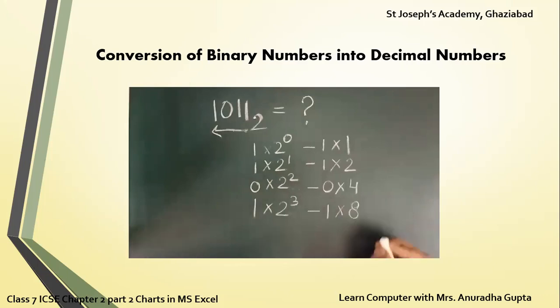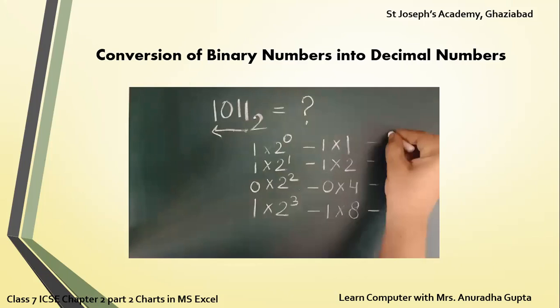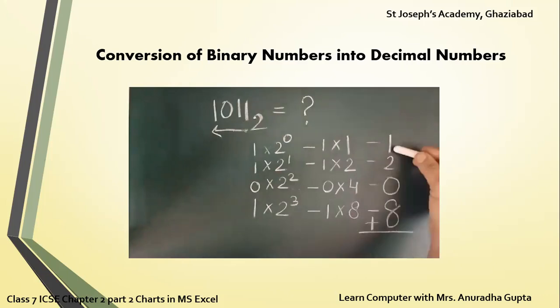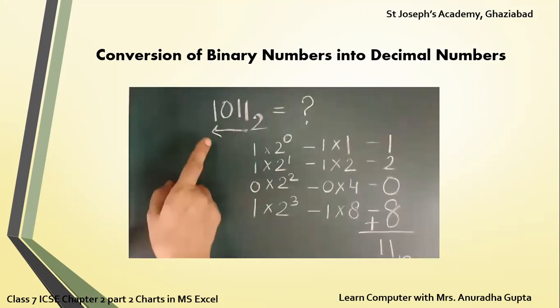Then we solve the multiplication. 1 multiply 1 is 1, 1 multiply 2 is 2, 0 multiply 4 is 0, 1 multiply 8 is 8. When we get the positional values, then we add them to get the decimal value. 1 plus 2 plus 8, we will get 11. 11 is the decimal number of 1011.